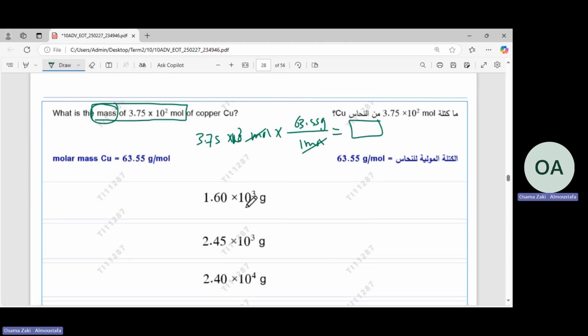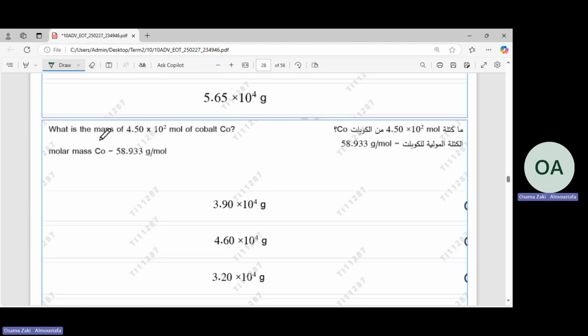Here, what's the mass of this? Same approach: 4.50 times 10 to the power 2 moles times the molar mass, 58.933 grams over 1 mole. We can cancel mole and mole to get the answer.